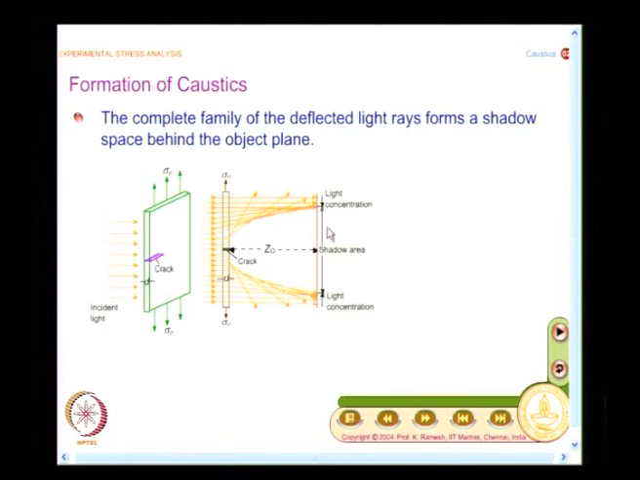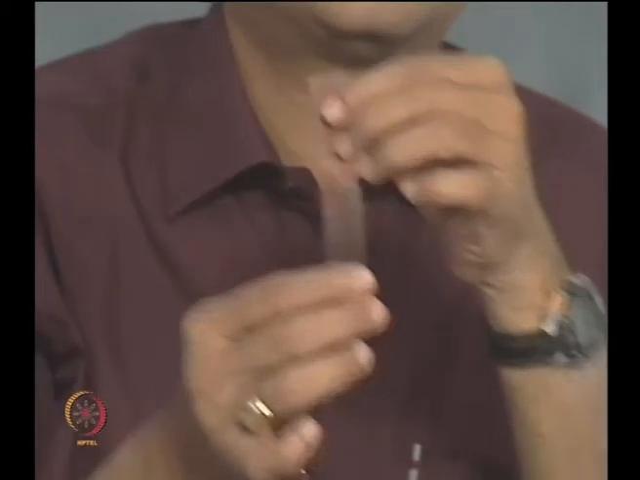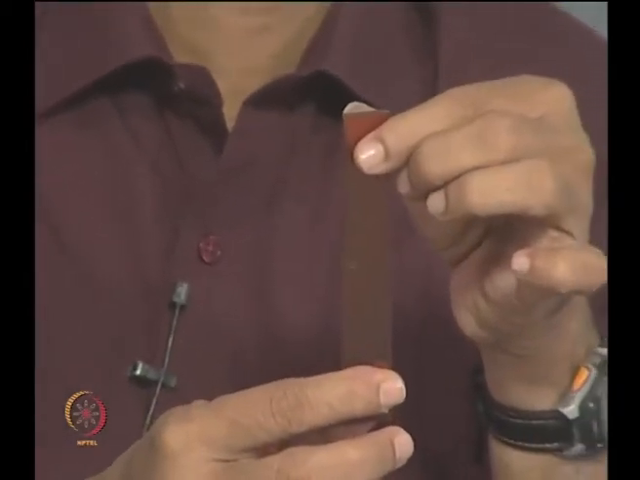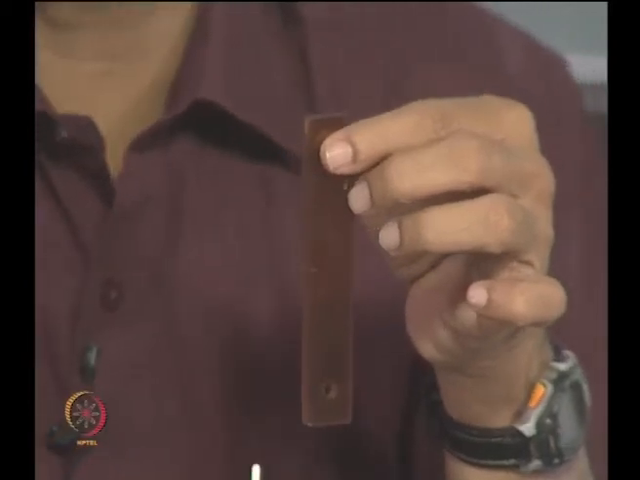Is the idea clear? And what we will do is, you can actually illustrate caustic by a very simple experiment, even in the lecture class. And what I have here is a polyurethane specimen, because this I can stretch easily, and I have a crack. I do not think it is very clear, maybe I will put a white background.